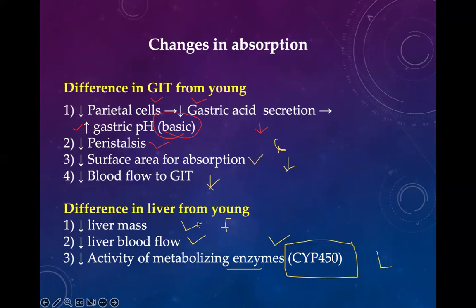In an older person, there is a decrease in the liver mass, decrease in the blood flow to the liver, and decrease in the activity of metabolizing enzymes. These are the three important factors that affect the metabolism. And if there is no metabolism, no excretion, the drug will build up in the body and lead to toxicity.